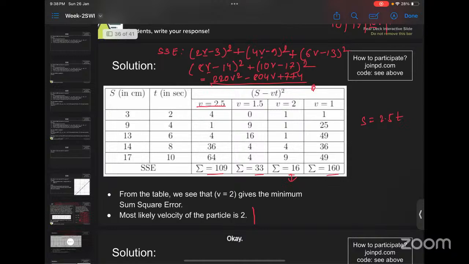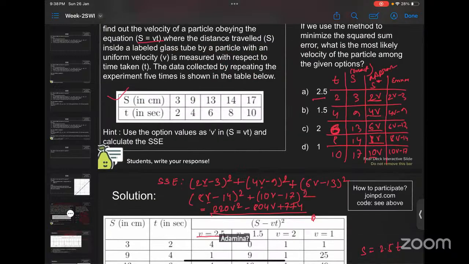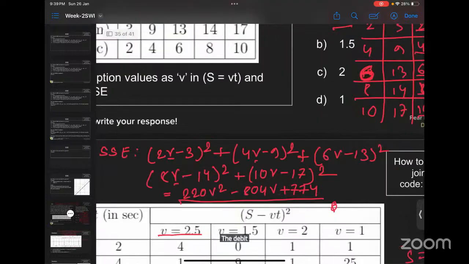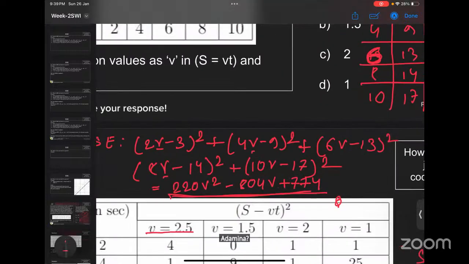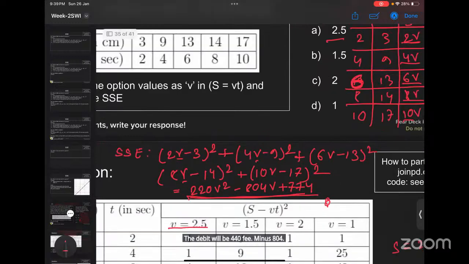Now we know how to calculate the minimum. So we have to take the derivative of this equation, and after the derivative f dash will be 2 into 2... Ma'am, your voice is breaking. Can you hear me now? Derivative will be 440v minus 804.